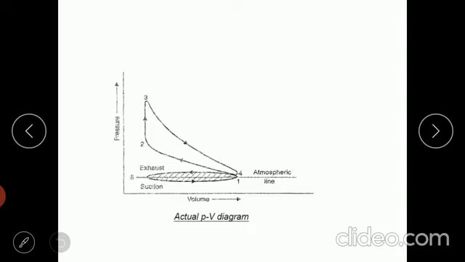If you are using a pressure transducer and indicator diagrams, you will get this type of diagram. The shaded portion is indicating the pumping losses in the system. Pumping losses mean during suction stroke and exhaust stroke we will spend some amount of work. That work is termed as pumping losses. The shaded portion is the pumping loss in the working system.